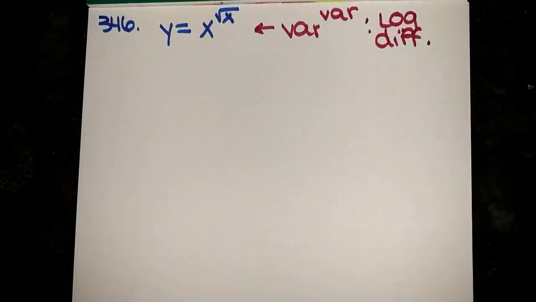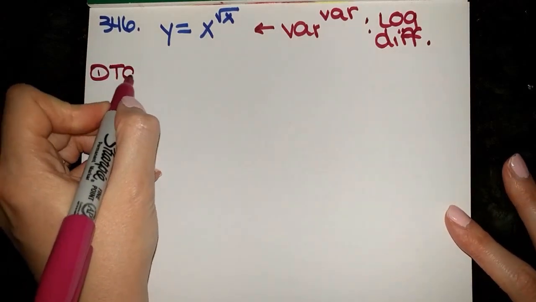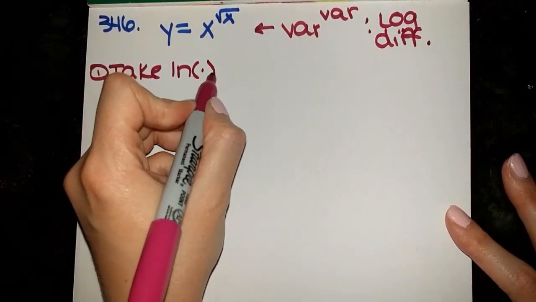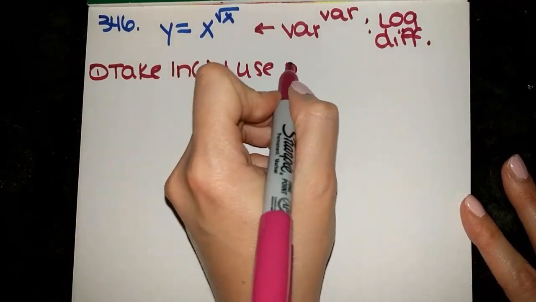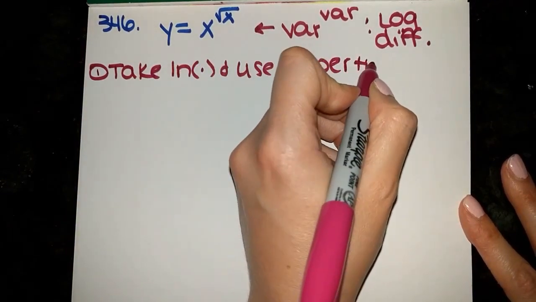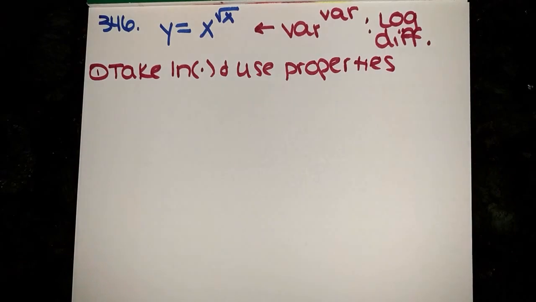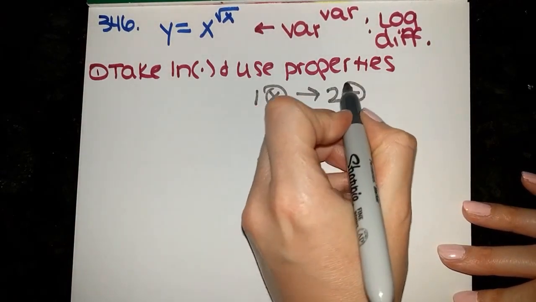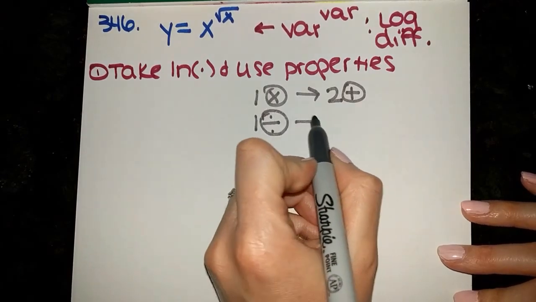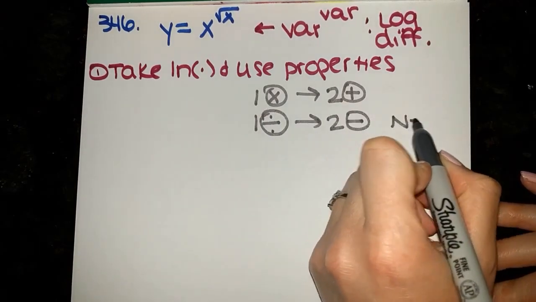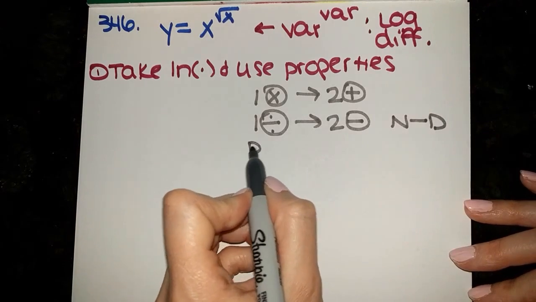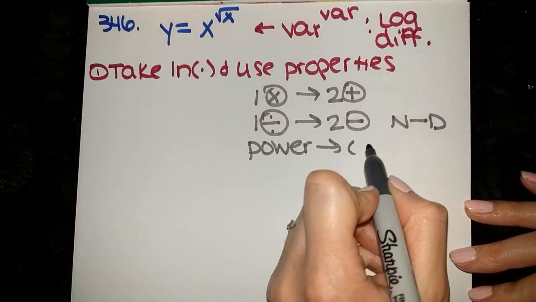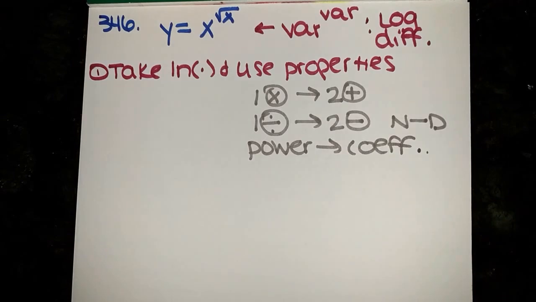All right, so the first step with log differentiation is that we take the natural log of both sides and we use our properties to try to simplify. And when we say use our properties, we are using the property that one multiplication becomes addition of two logs, one division becomes subtraction of two logs, numerator minus denominator, and that the powers can be brought down as coefficients. Okay, so those are the properties that we would use when trying to take the natural log and simplify.